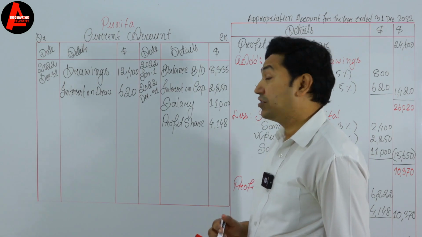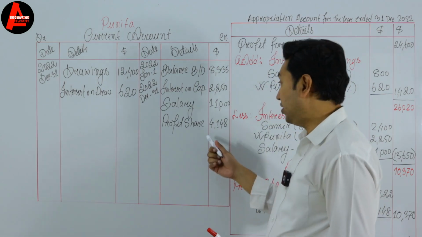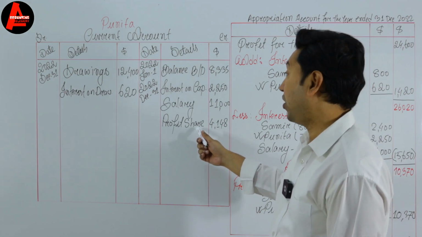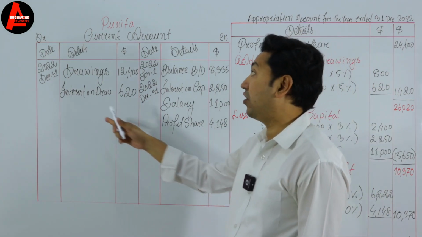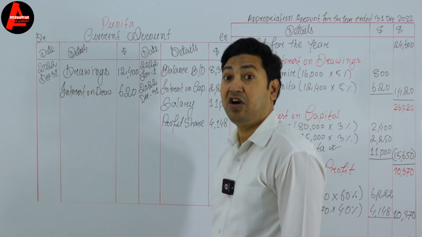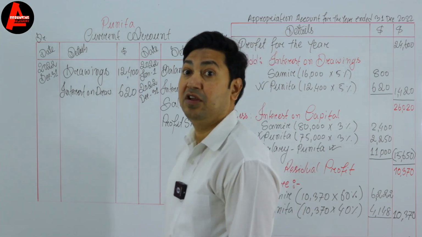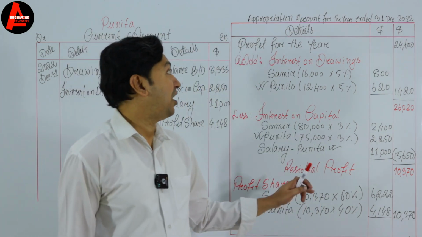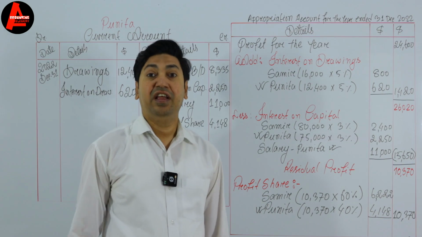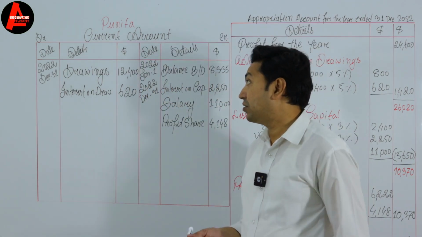One thing you need to remember: if there is a loss share, then you do not write it on the credit side. You will write it on the debit side. Because in the question you will not always have a profit share. Sometimes you may have a loss share on the appropriation account. Now we'll balance it. We'll check the closing balance.